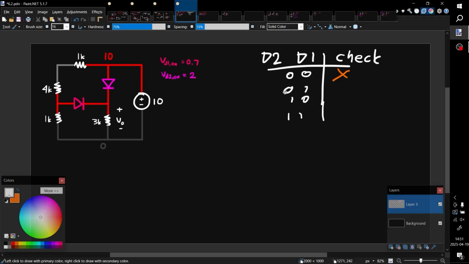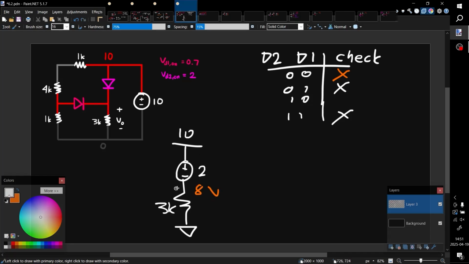We've disproved this. Now, I'm going to skip a lot of these analysis steps and go to the correct answer for the sake of time. There's always only one correct answer. Let's say this is D2, which is this one. Let's turn D2 on. D2 has a voltage of 2, and this is 10. 3K, blah, blah, blah. So 10 drop 2, this is 8 volts.